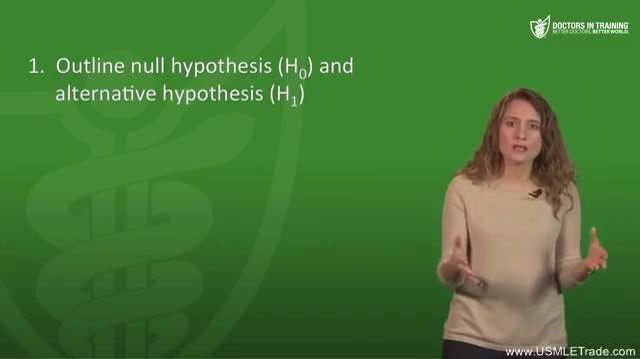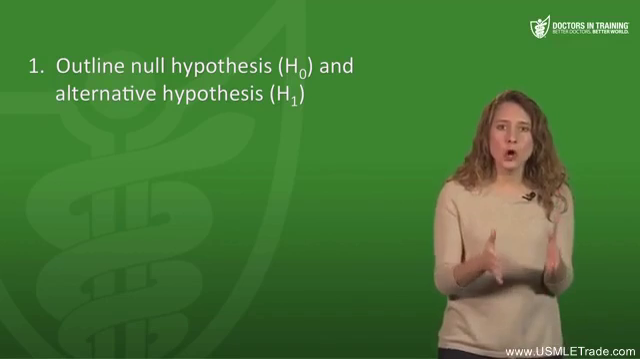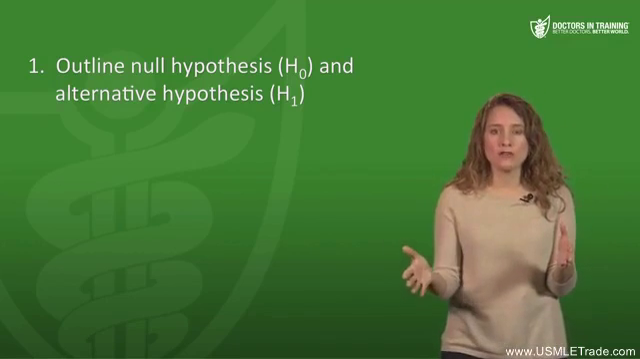And this is why it's important that we understand study design and study error so that we can critically evaluate scientific studies and determine how well they reflect truth. One way to evaluate test results and how well they reflect truth is through hypothesis testing. The first step in hypothesis testing is outlining the null hypothesis and the alternative hypothesis.